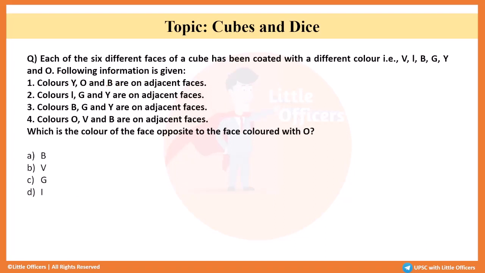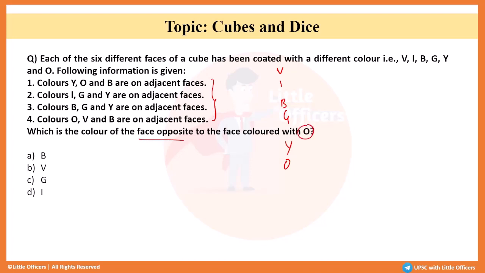Now, let us look at the second question from this section. Question is, each of the 6 faces of a cube has been coated with a different color. क्या कलर्स दिया है? Violet, Indigo, Yellow और हटा के बाकी सारे कलर्स दिया है in the rainbow. Now certain conditions are given. On the basis of this condition, we are to find what is the color of the face which is opposite to the face which is colored with वो.